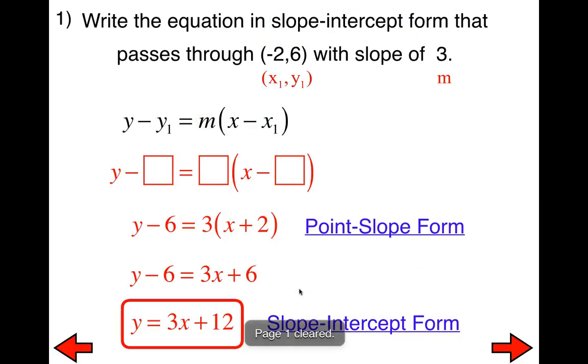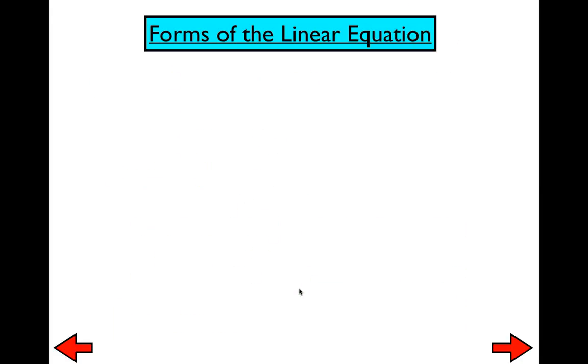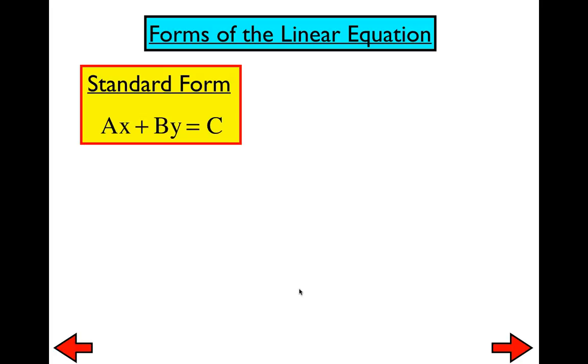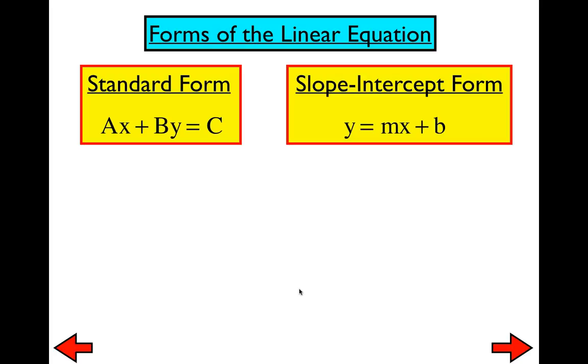Okay, so now let's talk about the different forms we've learned already. We've recently talked about standard form, which is ax plus by equals c, where a, b, and c are integers. They're not fractions and they're not decimals. The oldest one we've talked about is slope-intercept form. This is a nice form to graph. It makes it quick and easy.